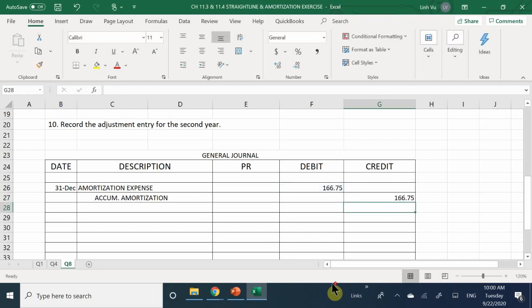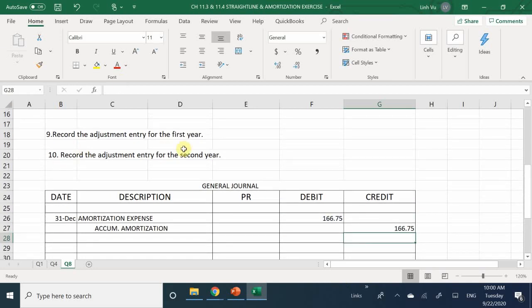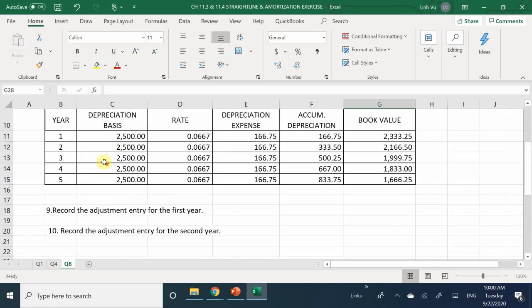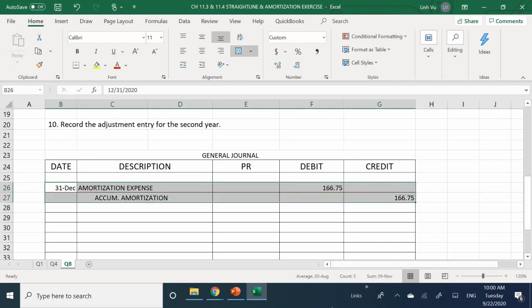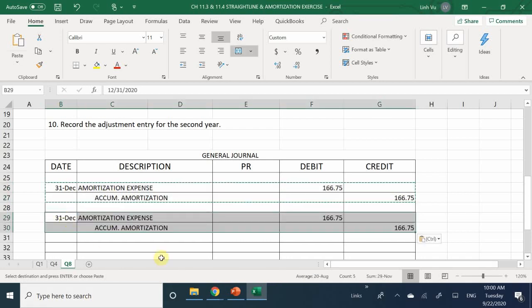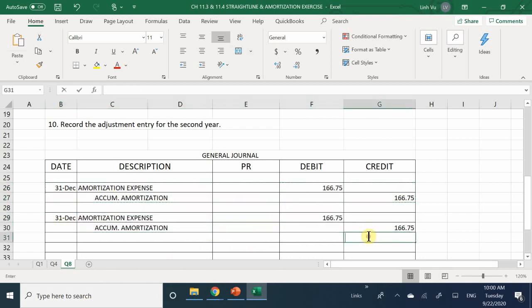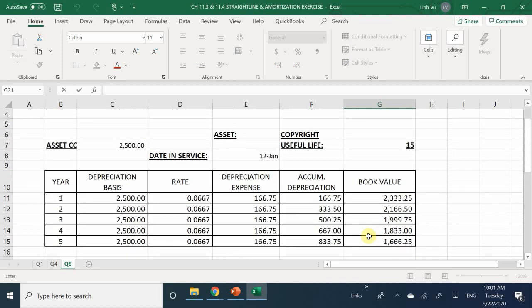Okay. And again, because we know that the second year is going to look identical every single year, you can safely assume that if I were to journalize my second year's worth of amortization, it would look identical. Okay. Any questions in regards to amortization?